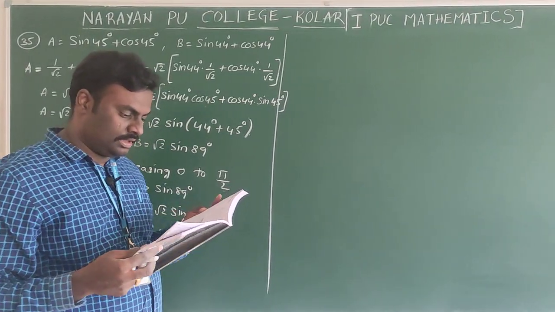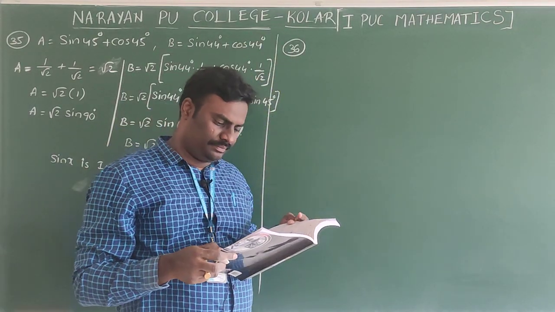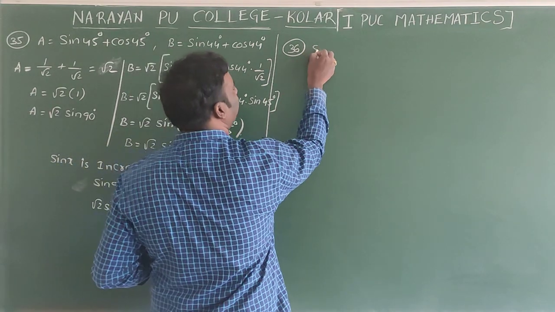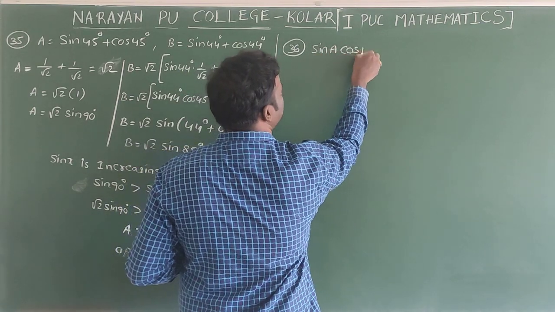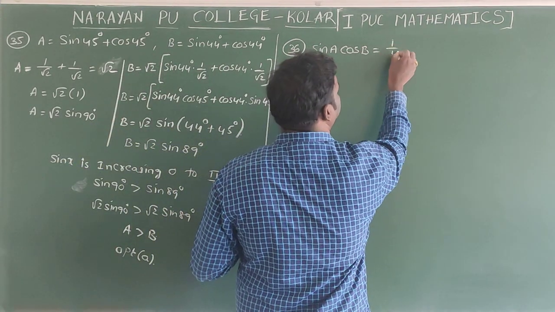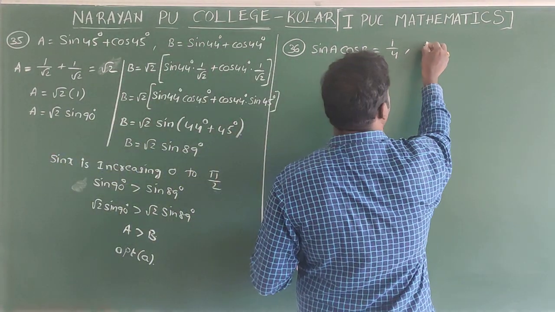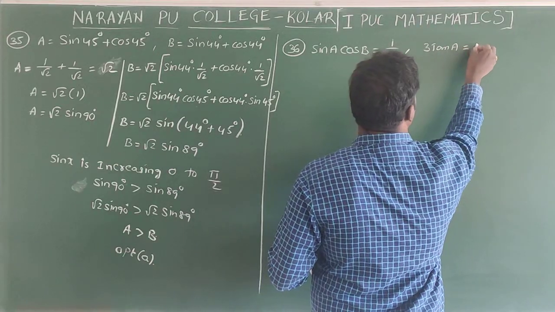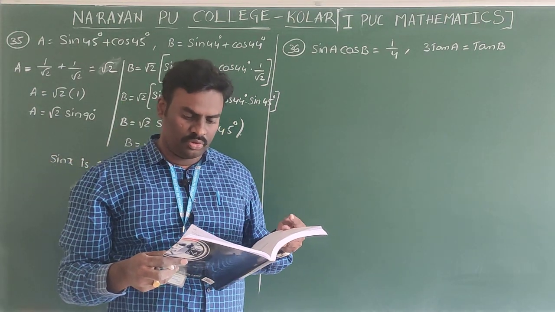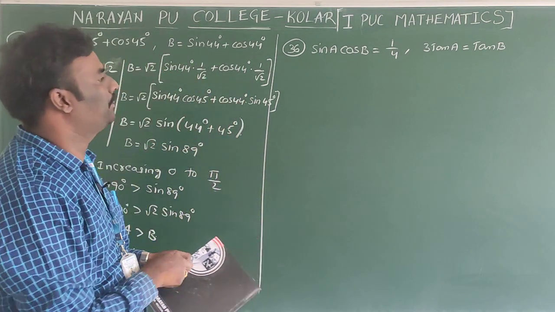Next, 36. In question 36, they given in a triangle ABC, sin A cos B is equal to 1 by 4. Next, 3 tan A is equal to tan B, it is also given. From these two, we need to find the value of cot square A.